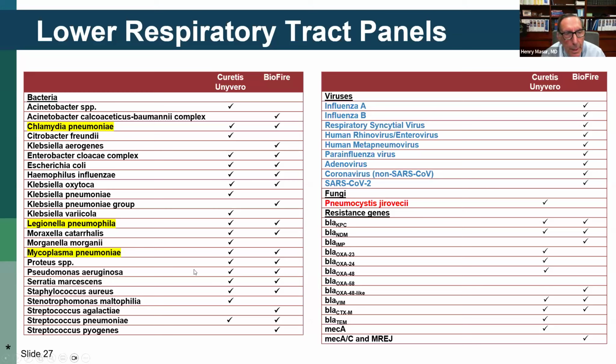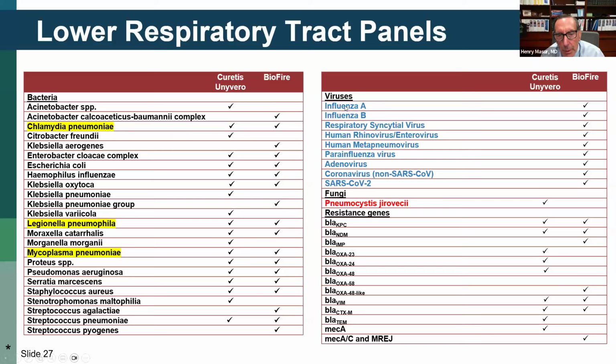The point is that for many of these bacteria, finding the bacteria doesn't necessarily mean that that's the cause of the pneumonia. It may be a colonizer. Now, admittedly, if you find Chlamydia pneumoniae, Legionella, Mycoplasma, those don't persist long after an acute event. So if you find them, they're probably the cause. The other ones you're really not sure.